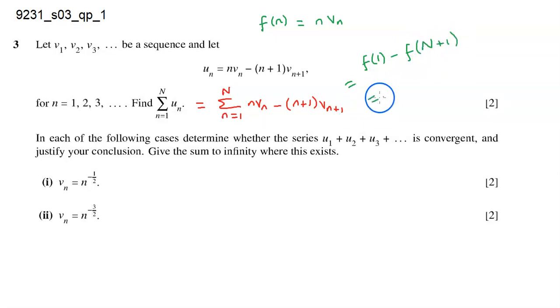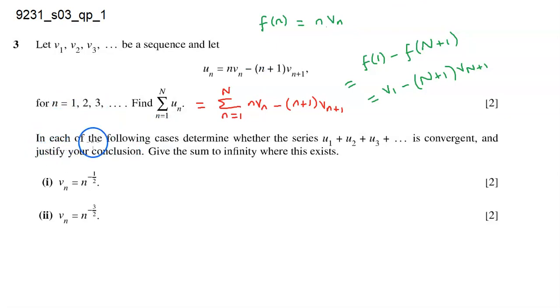And so that's just equal to 1 times V1, so V1, and then minus N plus 1 times V of N plus 1. So that's the first part done.